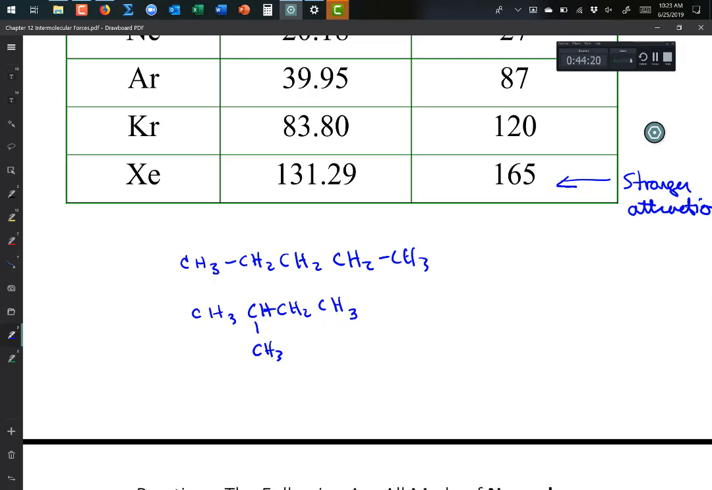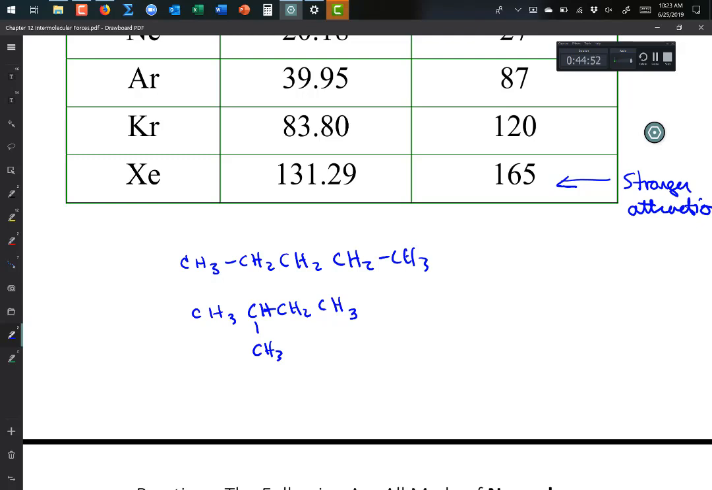These are known as hydrocarbons, just because they're made up of carbon and hydrogen. How many carbons in the top molecule? 5. Sorry, I drew it, I didn't even count. How many in the bottom? 5. Okay. How many hydrogens in the top one? 12. What about the bottom one? It's 12.